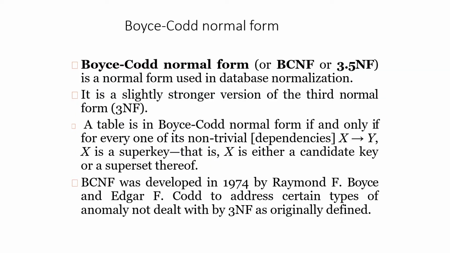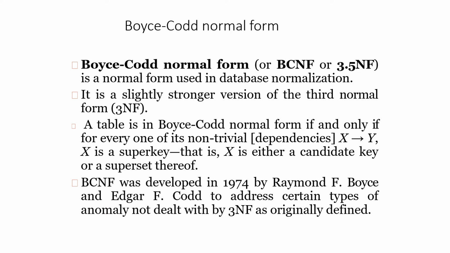Now after third normal form, there is another normal form that is known as Boyce Codd normal form, generally known as BCNF or 3.5 normal form, because this is not 4NF, this is not 3NF, this is something in between, so we call it BCNF or 3.5. It is a slightly stronger version of third normal form. A table is in Boyce Codd normal form if and only if for every one of its non-trivial dependencies X determines Y, X is a super key, that is, X is either a candidate key or a superset thereof.